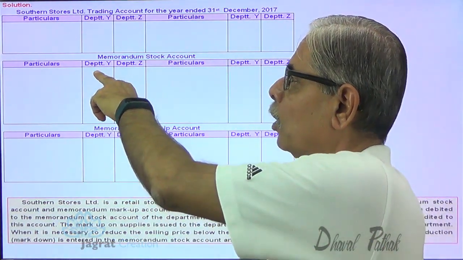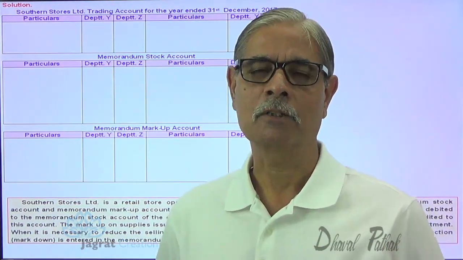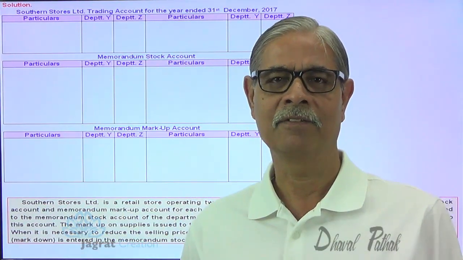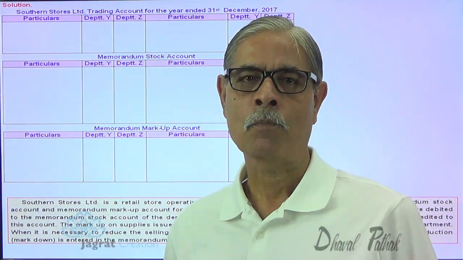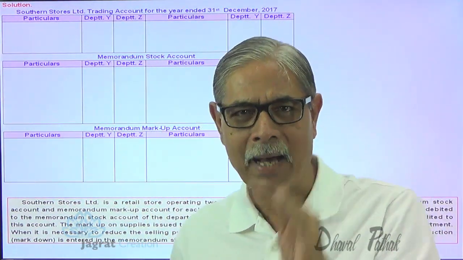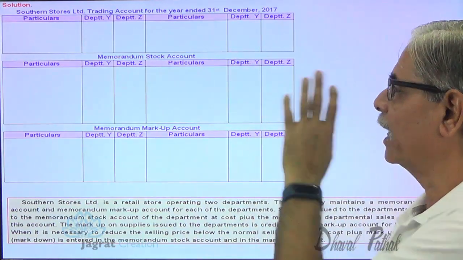So the stock account is prepared at a markup price, meaning stock plus profit, just like invoice price. So here, opening stock cost is given. You are required to add markup and write the closing stock here, opening stock here, and whatever markup you have added, you are supposed to write here.